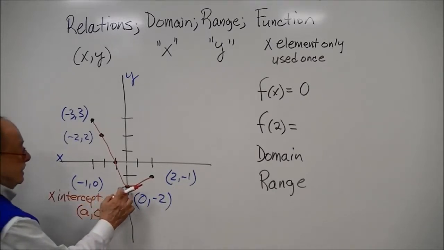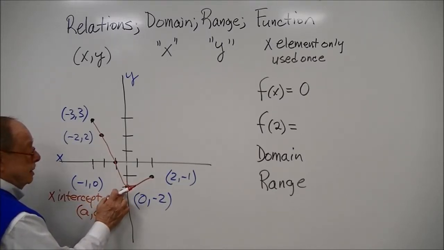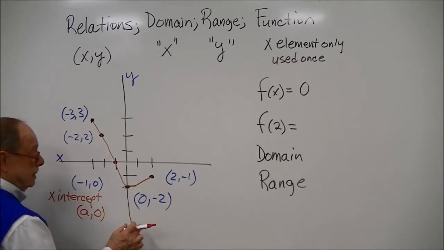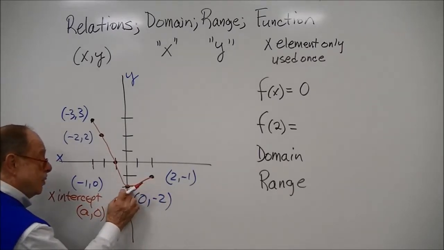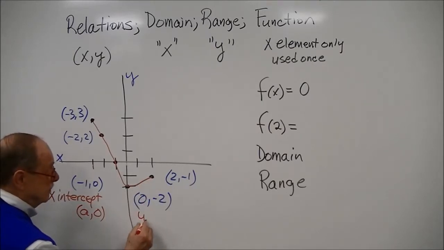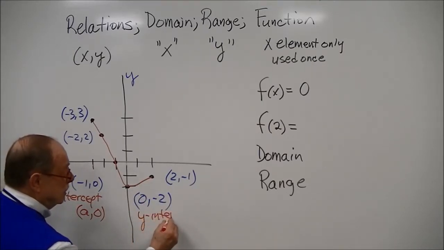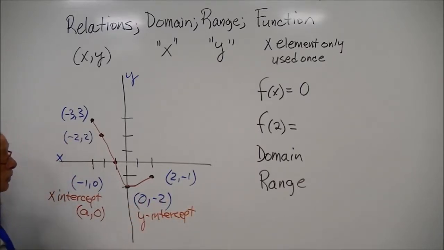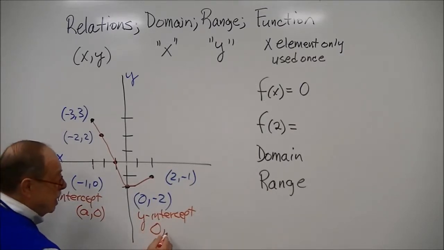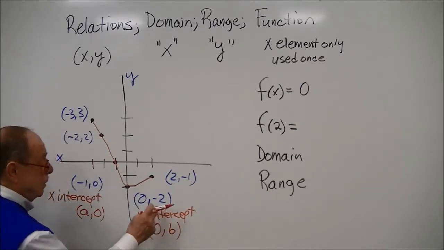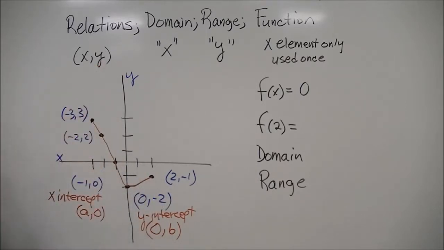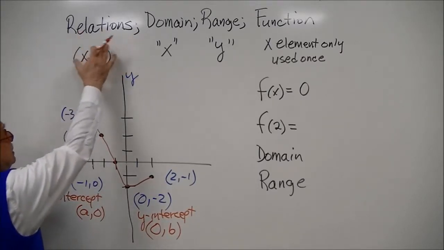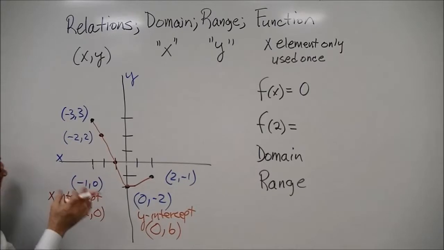And in this case, we see again the line crossing the y-axis, and this point here is the y-intercept. The official way to write the y-intercept is (0, b), where b is your y value. All right, so we see the word relations refer to the connection between numbers. They are related.